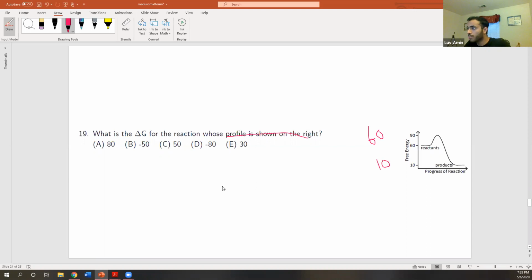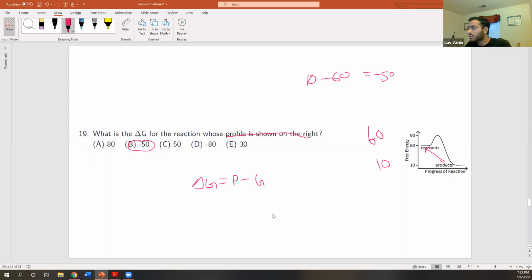So the formula is delta G equals products minus reactants. So in this case, 10 minus 60, and we get -50, okay? Which gives us B. So it's always gonna be the difference between our products and our reactants.